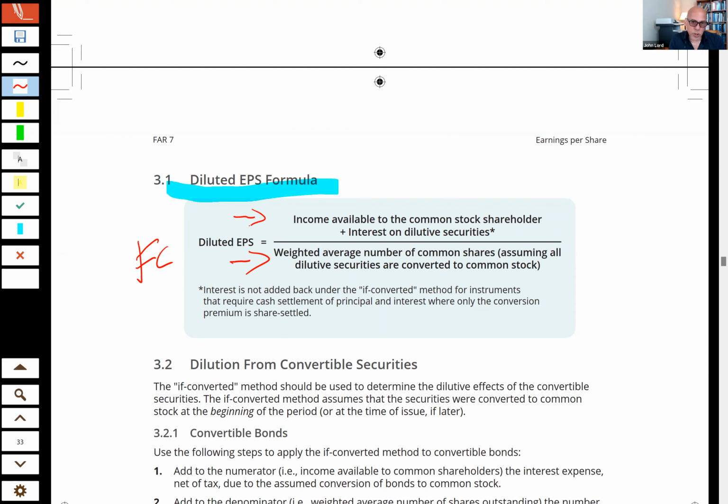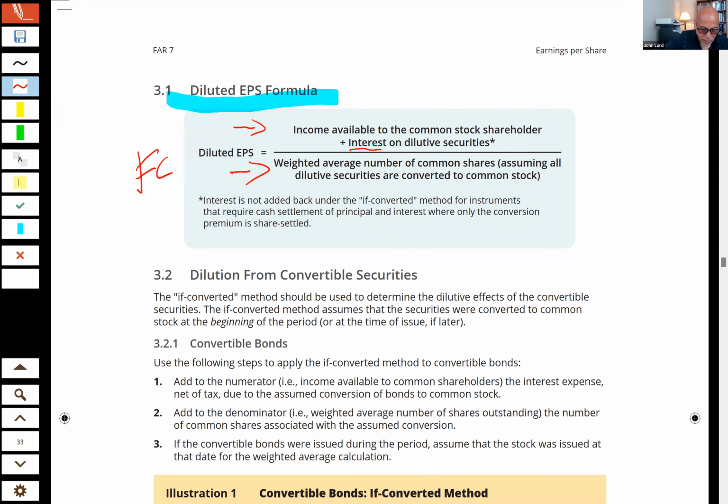And here we're talking about debt securities, since we're talking about the interest. Okay, so go ahead and flashcard that, but let's take a look at what happens with the if converted method from convertible bonds. So we're going to start actually with the convertible bonds.